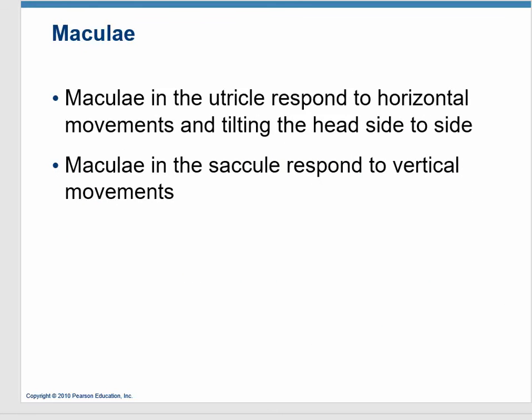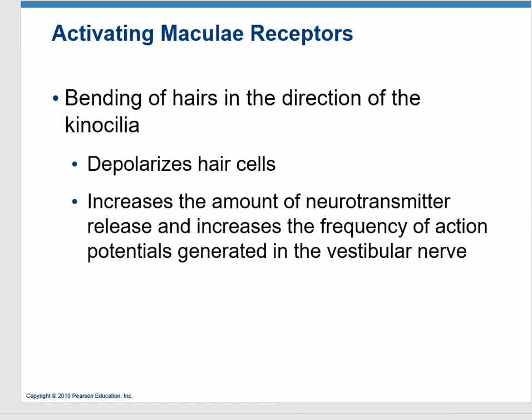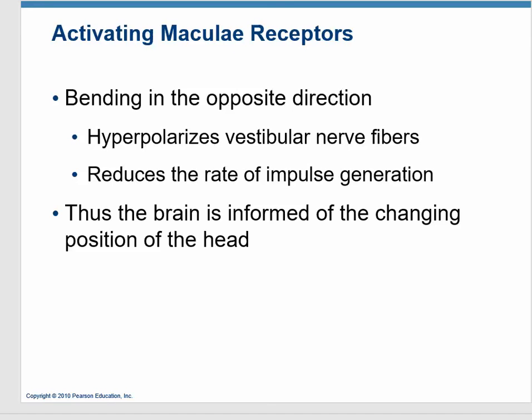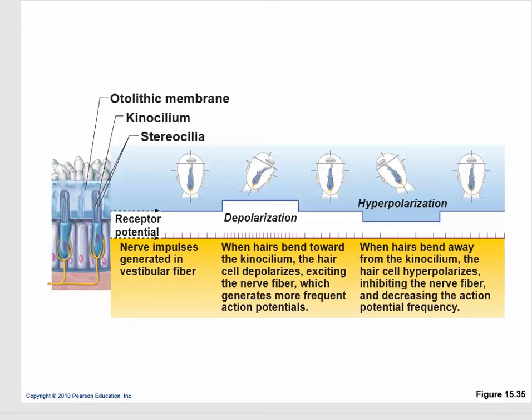So the macula responds to the horizontal movements side to side. In the saccule, it's up and down. The bending of the hairs are the kinocilia. I don't really care that much about differentiating them, but what you end up with is when the hairs move, it depolarizes the hair cell, which then releases a neurotransmitter, which then generates an action potential in the vestibular part of the vestibulocochlear nerve. If it bends the opposite direction, it hyperpolarizes, reducing the action potentials. So the brain can know the position of the head.